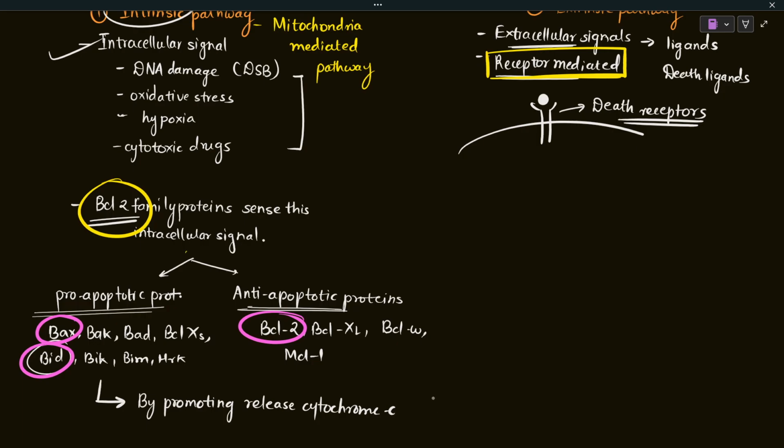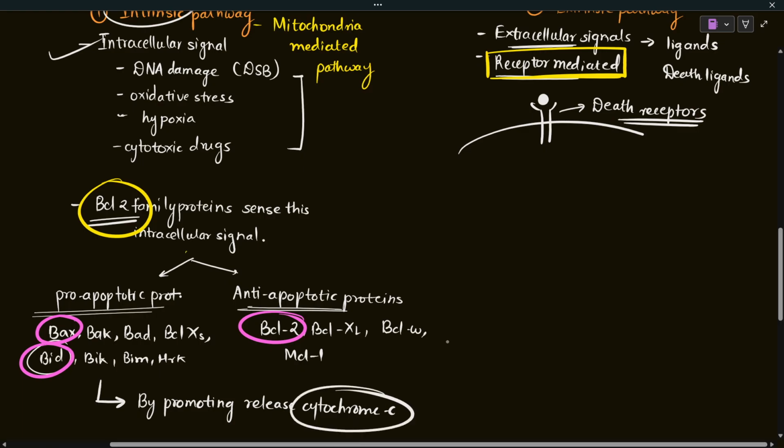So cytochrome C is involved in the electron transport chain reaction. It is a mitochondrial protein, and it is very important in mitochondria for ATP production because it is a part of the electron transport chain reaction. It is meant to be present on the membrane of mitochondria. But cytochrome C can be released from the mitochondrial membrane into the cytoplasm.